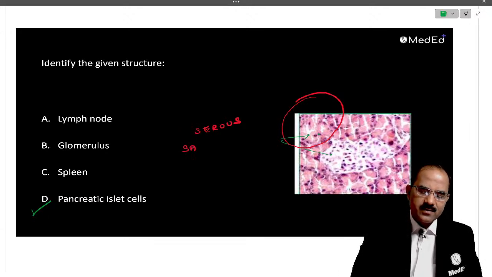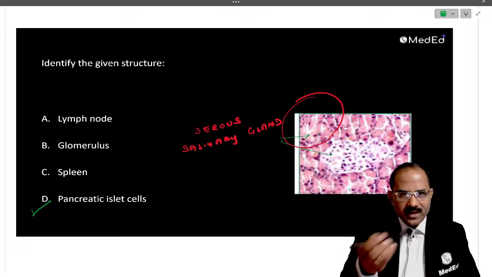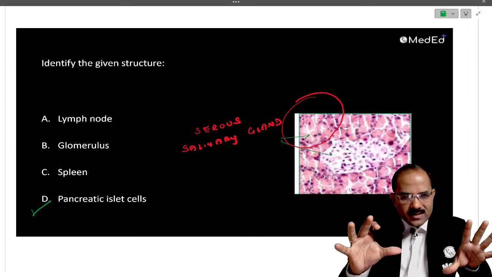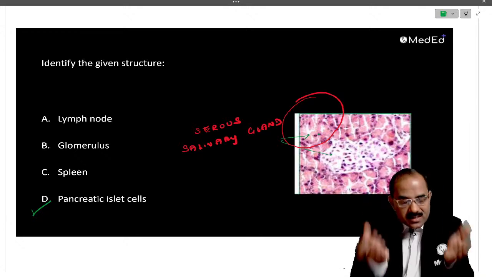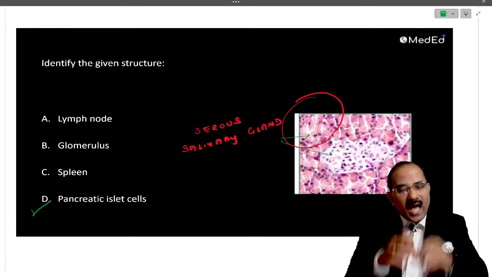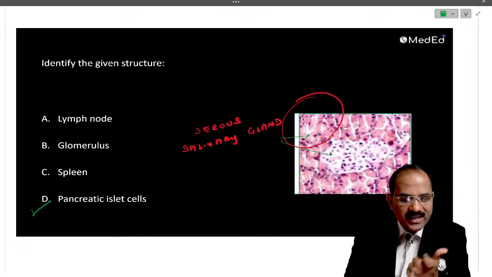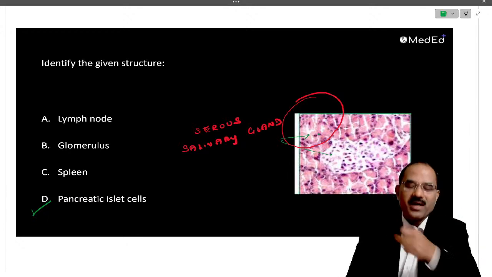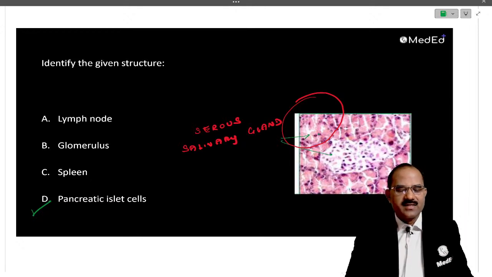It resembles a serous salivary gland. So that's parotid, for example. Normally I see serous acini and think this is a serous salivary gland, a parotid gland. But as I search, accidentally I find the islets of Langerhans. The moment I find islets of Langerhans, I know this is pancreas, because islets represent the endocrine part of the pancreas. The exocrine part of the pancreas is like a serous salivary gland.